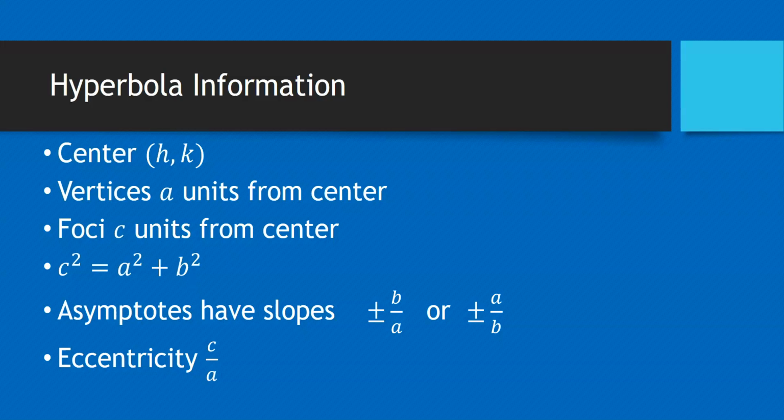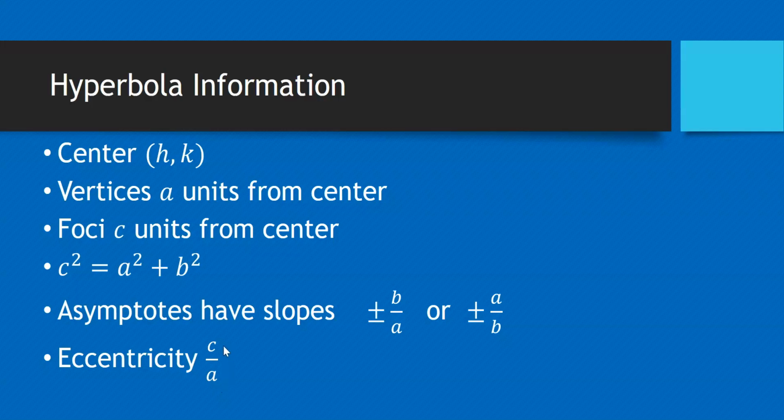Now, there are some other things that we're going to deal with as well. We're going to have asymptotes with hyperbolas, b over a or a over b, positive or negative, depending on whether my positive component is dealing in the x's or in the y's. And then the eccentricity is going to be c over a once again.